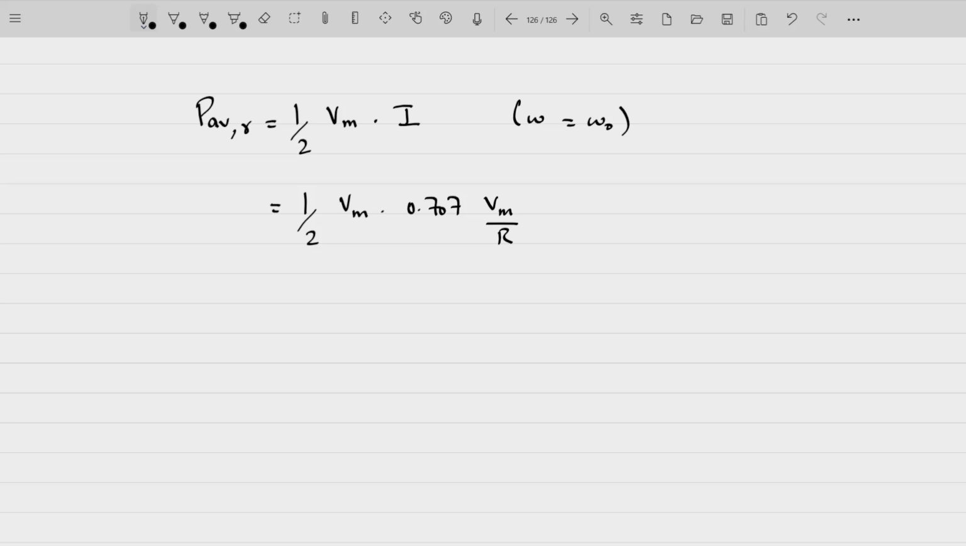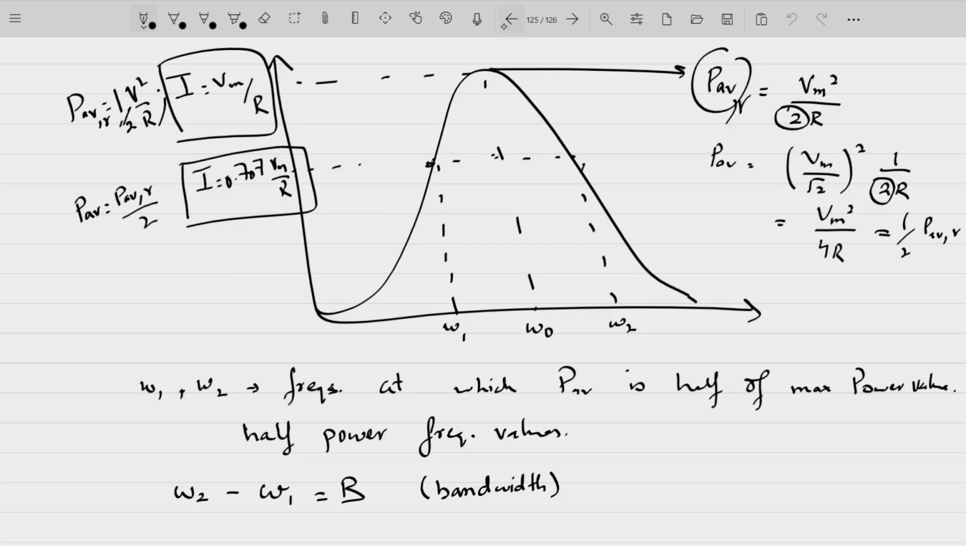On either side of this frequency response curve, there will be a value of current at which your average power will decrease, since the voltage is already decreasing, as we have found from this graph. When will that happen? That will only happen when Vm is divided by root 2. So Vm divided by root 2, or in other words 0.707 Vm.